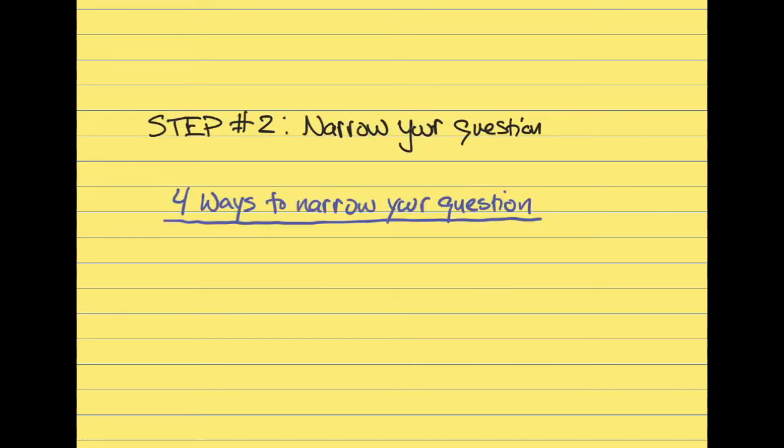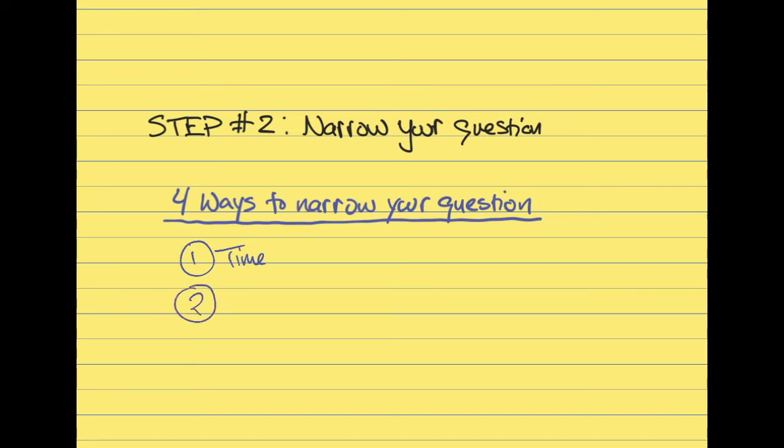The second step is to narrow our research question. And there's really 4 ways that you'll want to do that. The first way to narrow your research question is by time. So when did this particular topic or question take place? A time frame, a year, a date range is really helpful. So that's option number 1.